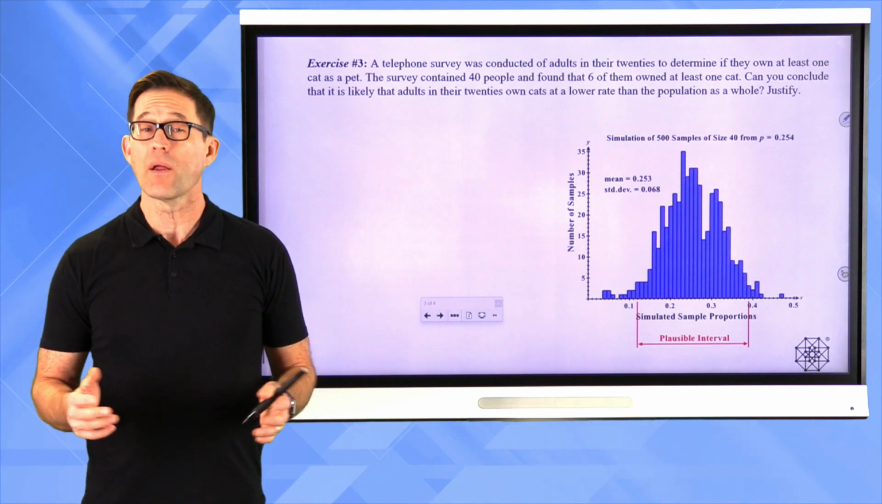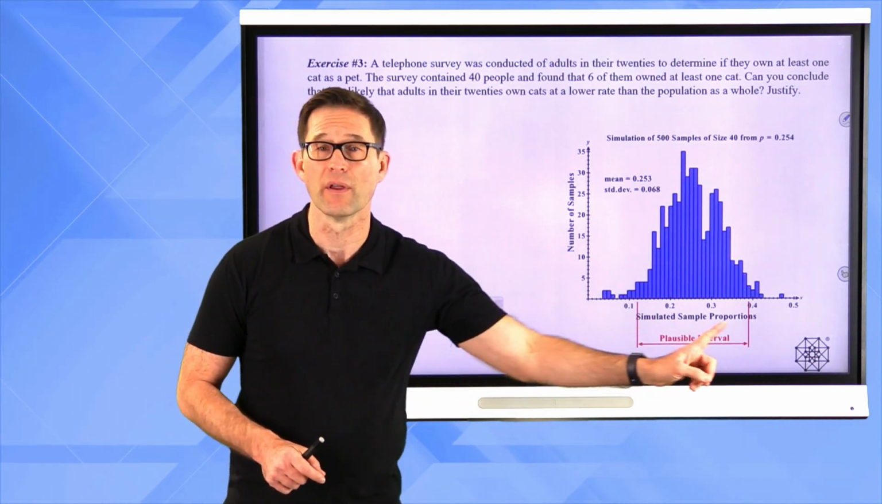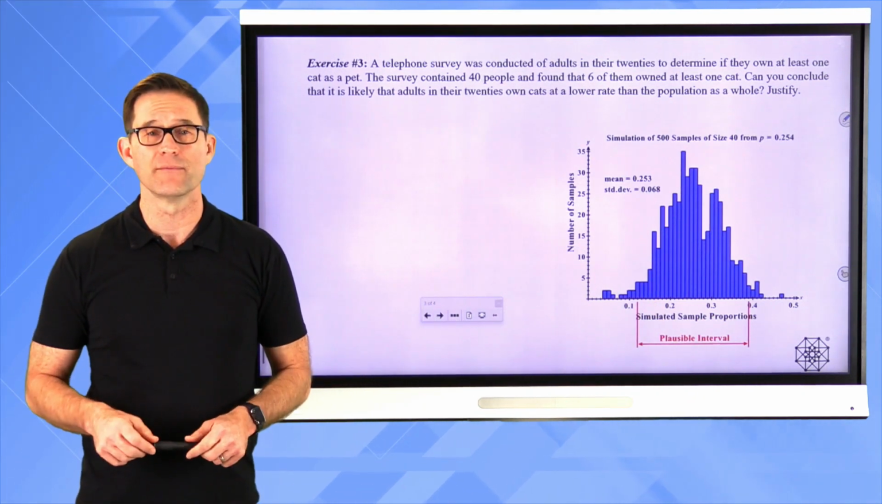All right, well, I'd like you to play around with this. We already know what the plausible interval is. So pause the video now and see what you can figure out.